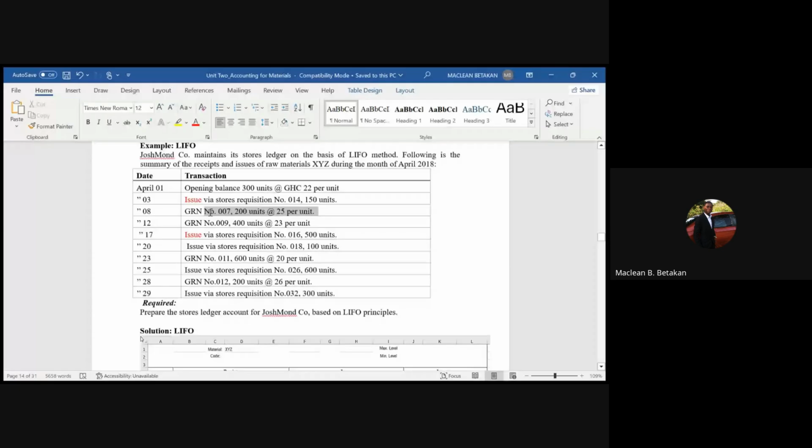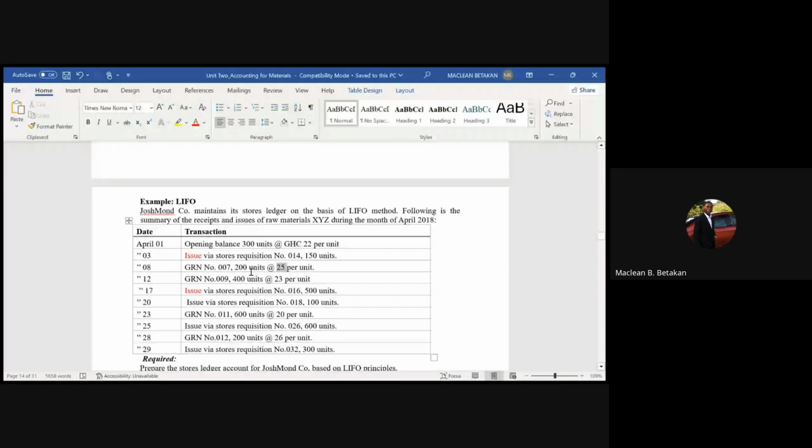So the 100 will go to the next transaction. You issue using this rate. So we are going to issue 400 out. That 400 is the current one, the last one, at the rate of 23. And the 100 is left.